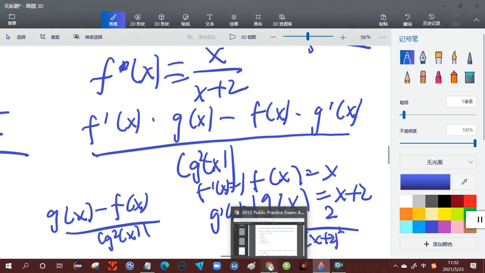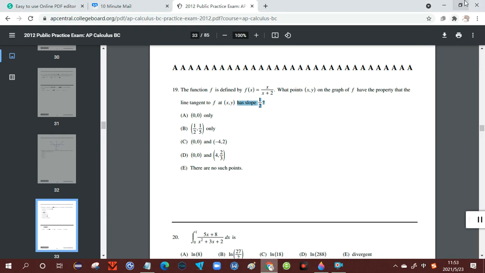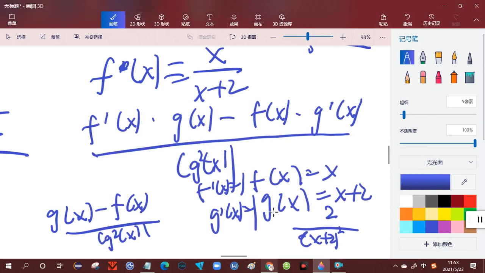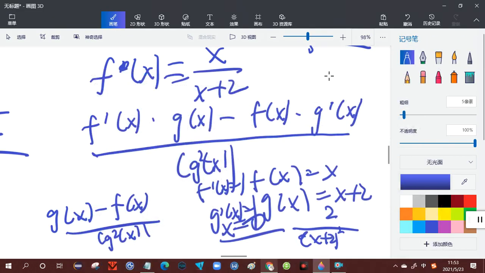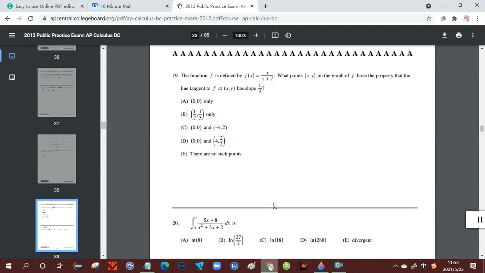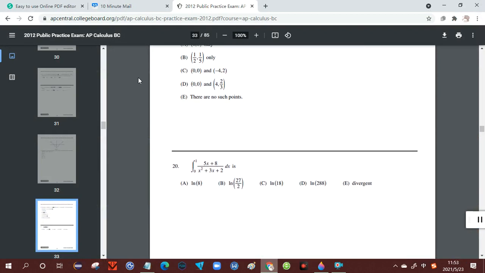So do you remember that we said that it has a slope of 1 over 2? We can clearly find out that one of the solutions is x equal to 0, and x can also be negative 4. So therefore the two solutions are 0 and negative 4, which is C.